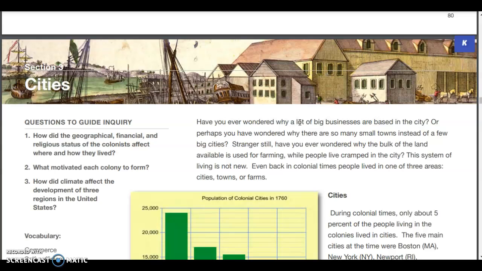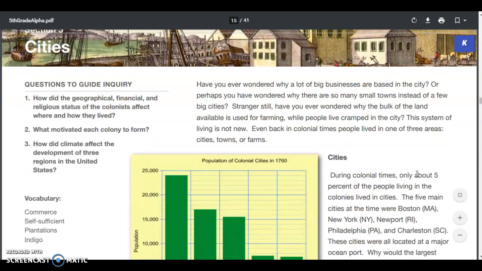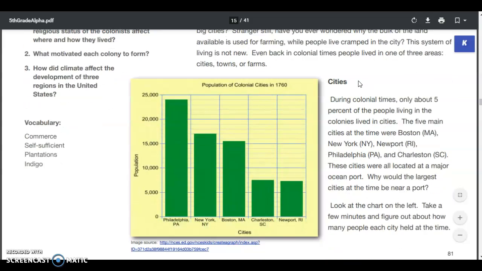Have you ever wondered why a lot of big businesses are based in the city? Or perhaps you have wondered why there are so many small towns instead of a few big cities. Stranger still, have you ever wondered why the bulk of the land available is used for farming, while people live cramped in the city? This system of living is not new. Even back in colonial times, people lived in one of 3 areas: cities, towns, or farms. So let's go ahead and talk about that first one, cities.